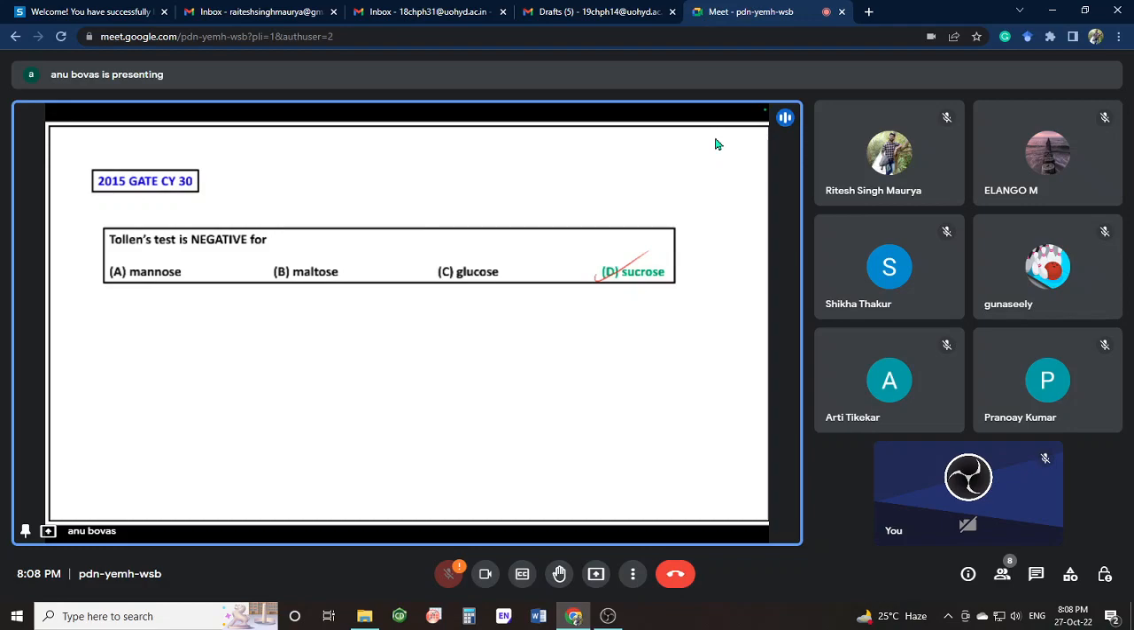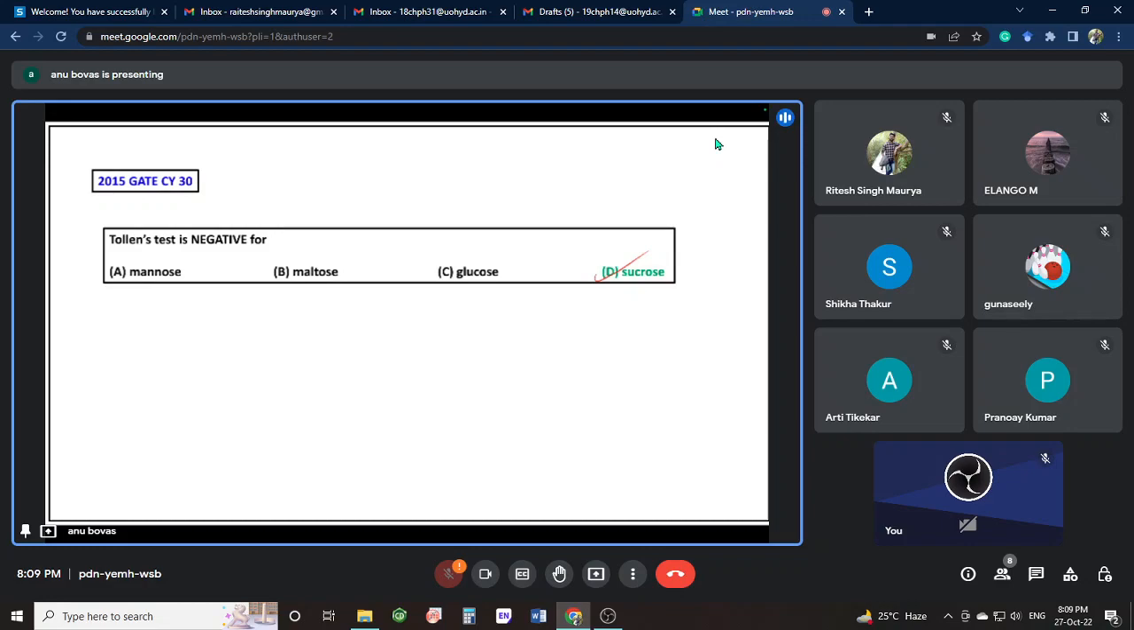This is regarding the tolerance test, and that's all. We can discuss a little bit, I will tell just about Benedict's solution also, because I saw one question in GATE regarding that. So Benedict's solution basically has sodium carbonate, sodium citrate and CuSO4.5H2O. In this case, there will be a color change from clear blue to brick red.